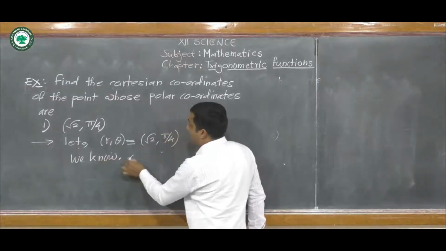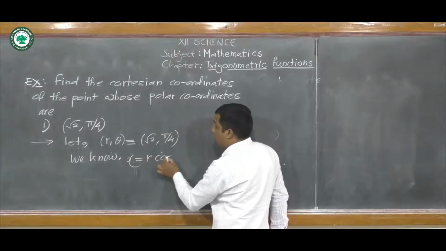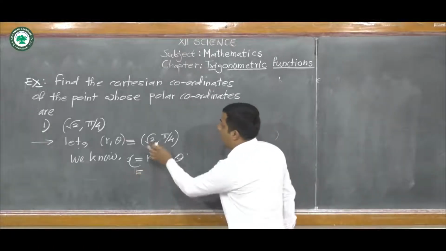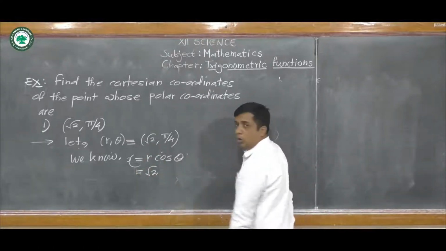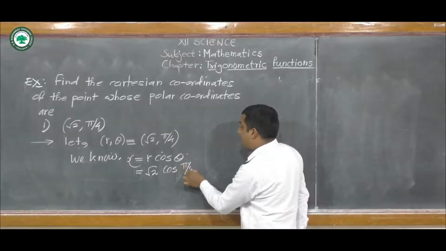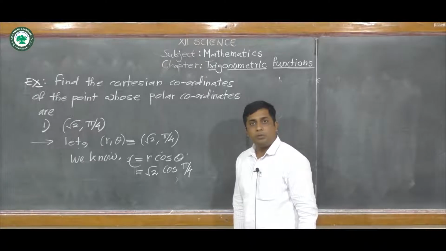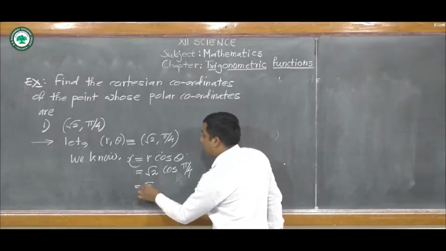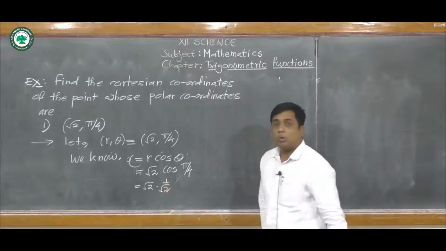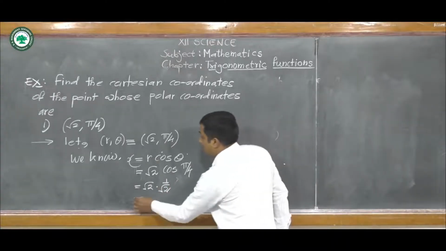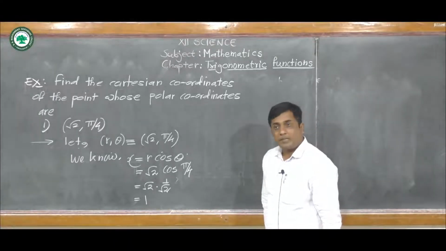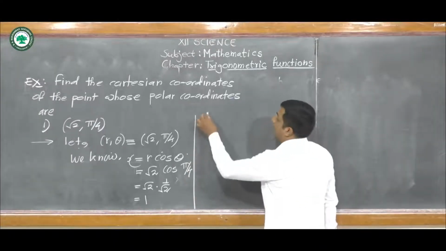To find x we consider r cos theta. Okay, this is equal to, we know r is here root 2, then here cos of, we know theta is pi by 4. We know cos pi by 4 is 1 upon root 2. So root 2 into 1 upon root 2, and we know this is 1. So we get x as 1. Similarly, we find y.